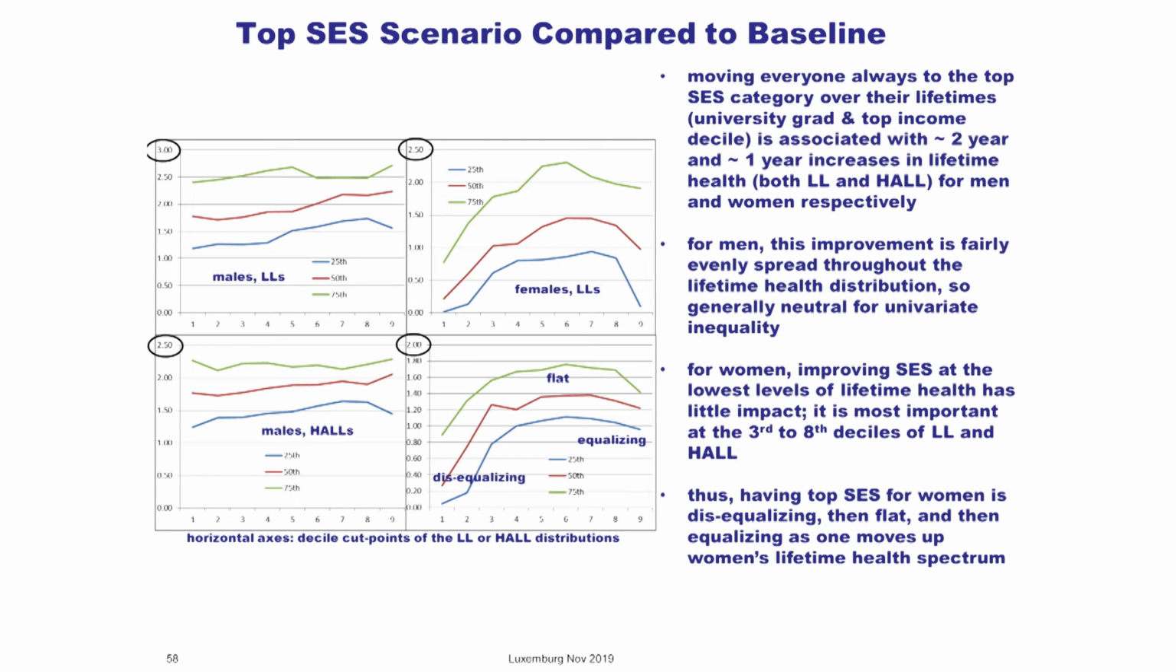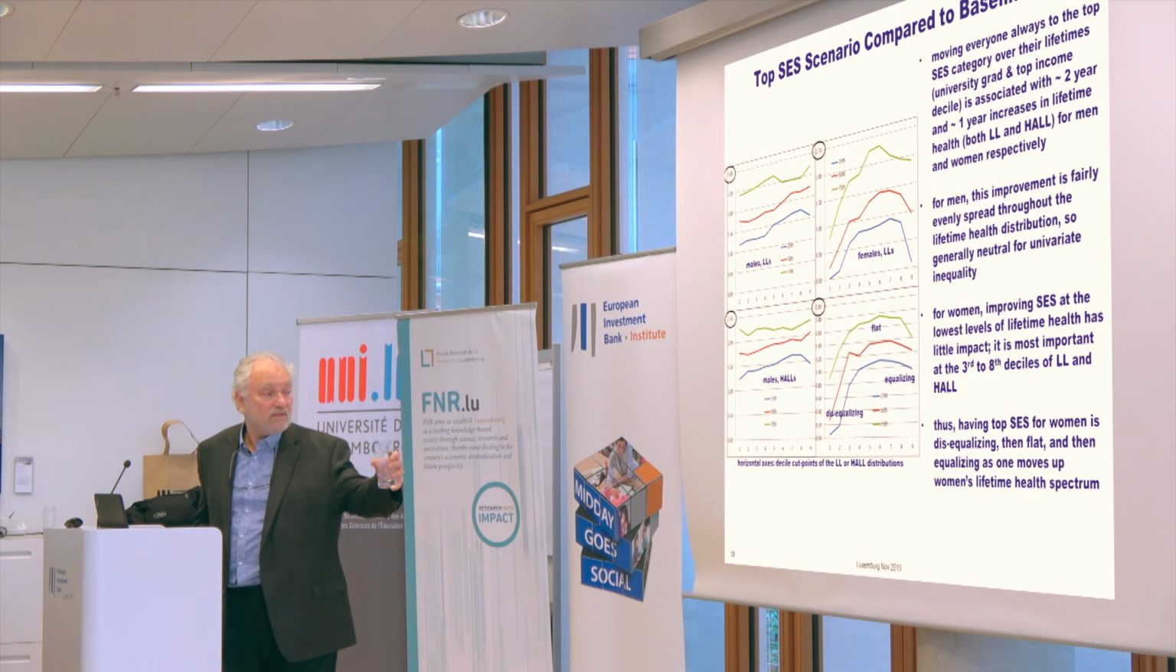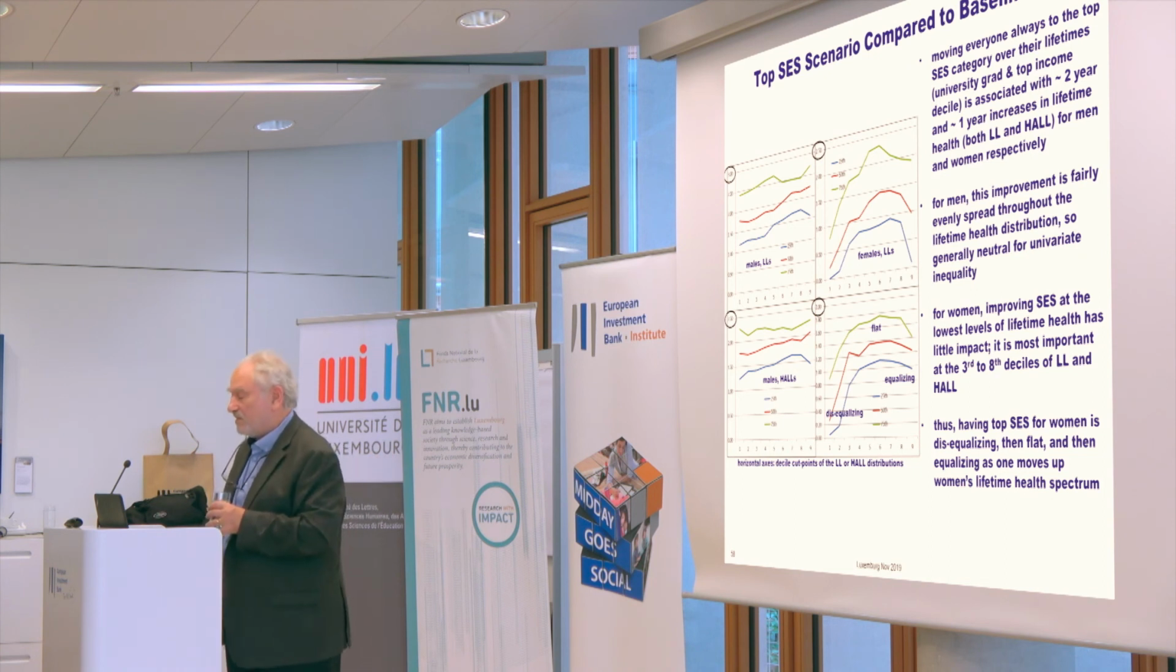For men, it's relatively evenly spread throughout the lifetime distribution, so generally neutral for univariate health inequality. For women, improving socioeconomic status at the lowest levels has little impact. It is most important at the 3rd to 8th deciles of life length and health-adjusted life length. So having top SES for women is disequalizing, then flat, and then equalizing a bit as one moves up from left to right across the horizontal axis there.